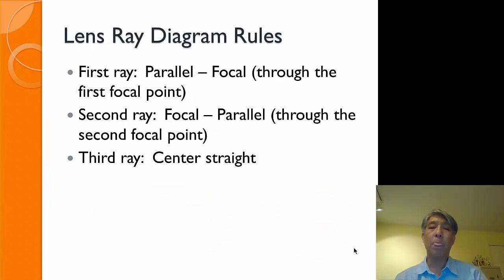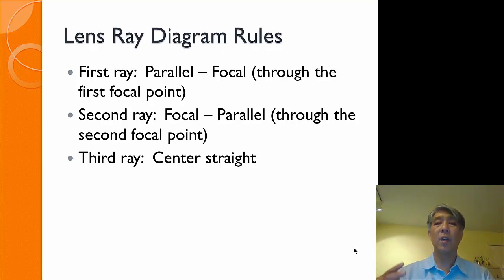So the lens ray diagrams are exactly the same as the mirror ray diagrams, except we need to pay attention to the fact that lenses have two focal points. For our intents and purposes, we're treating the two focal points as identical numbers. One's on the right side, one's on the left side, but they're both going to be the same distance. So what we're saying is our lenses are symmetric.